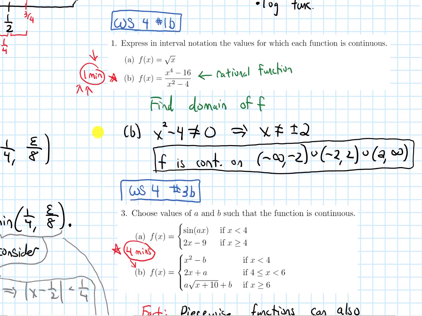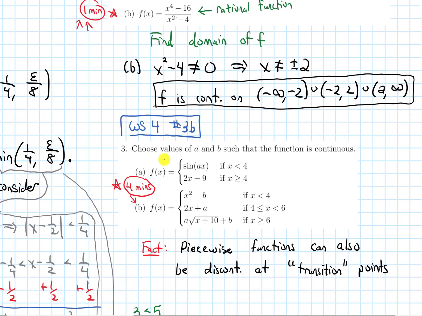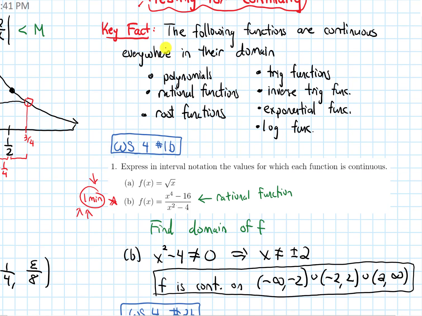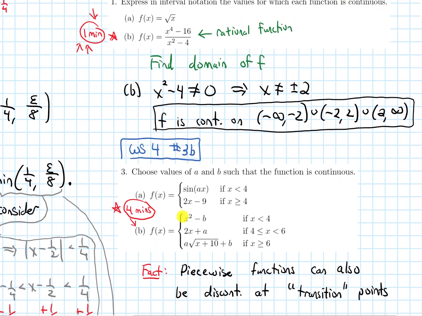Let's look at problem number 3b from that same worksheet, worksheet 4. This question asks us to choose values of a and b such that the function is continuous. And f of x here is a piecewise function. Each of these parts of the piecewise function is one of these functions that we said are continuous everywhere in their domain. The first two pieces are just polynomials. Keep in mind the b and the a are just some numbers, like it might be x squared minus 3 and 2x plus 7. And then I have a root function after that. So those pieces individually should be continuous.